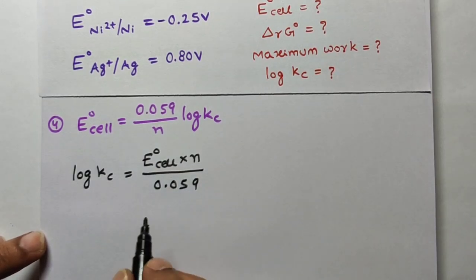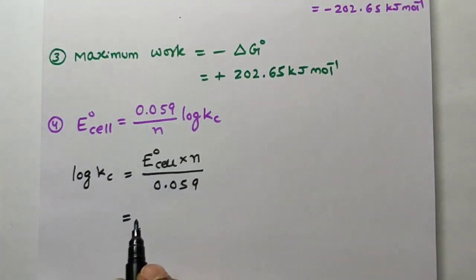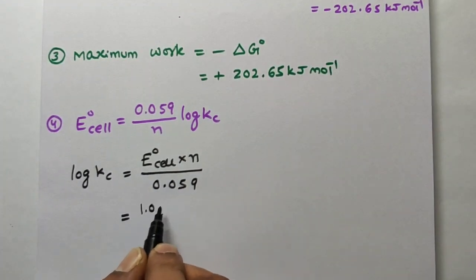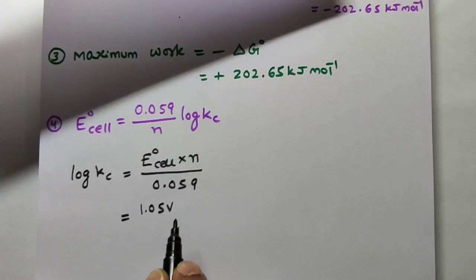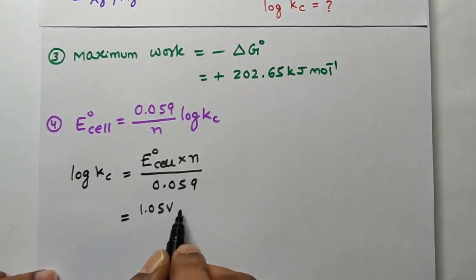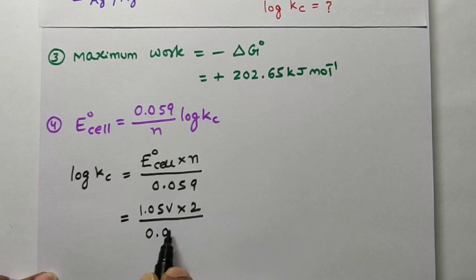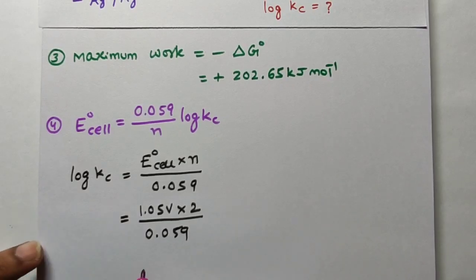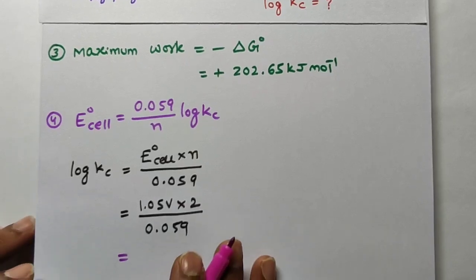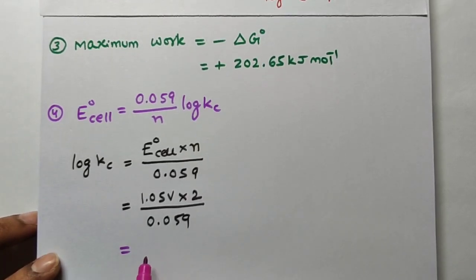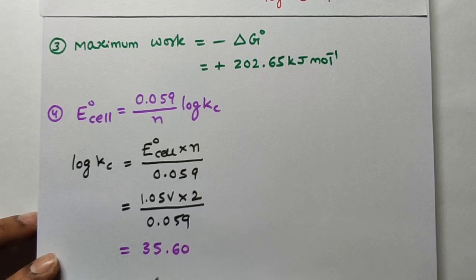Okay, now what is the E naught cell? We already found its value: 1.05 volts. Next, n value is 2, divided by 0.059. If you multiply and divide, you will get the log Kc value, approximately 35.60.